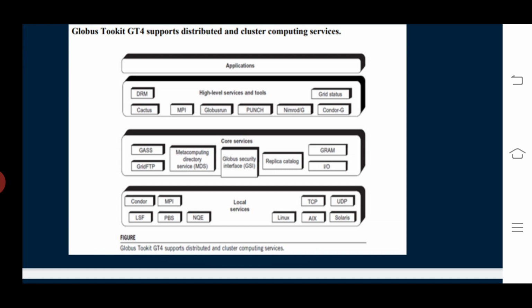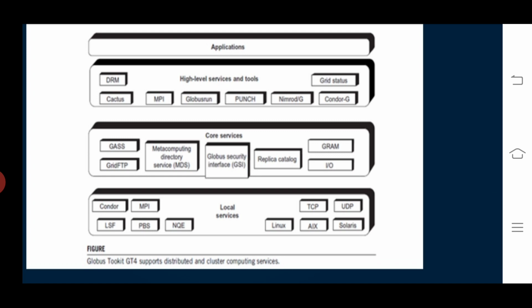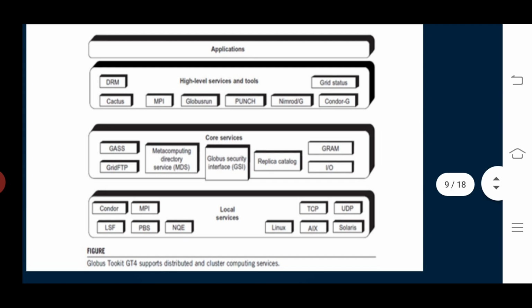Here, what does the figure explain? The Globus Toolkit 4 is conceptually what is shown in the figure. Look at this diagram, all of you, once clearly. First of all, we can see the topmost layer, that is nothing but applications. And then we can see the next layer, high level services and tools.